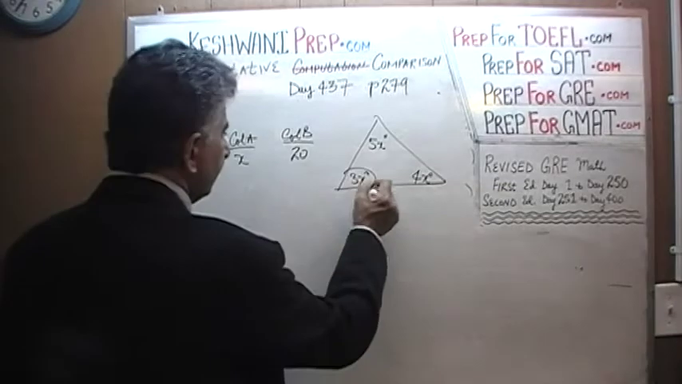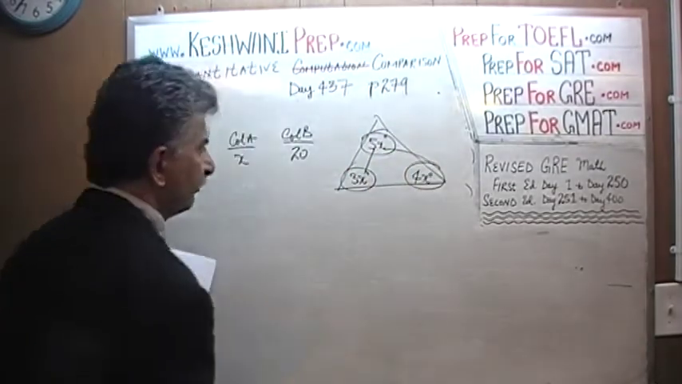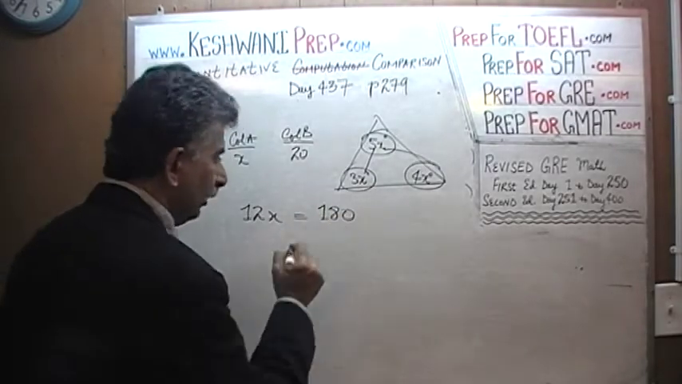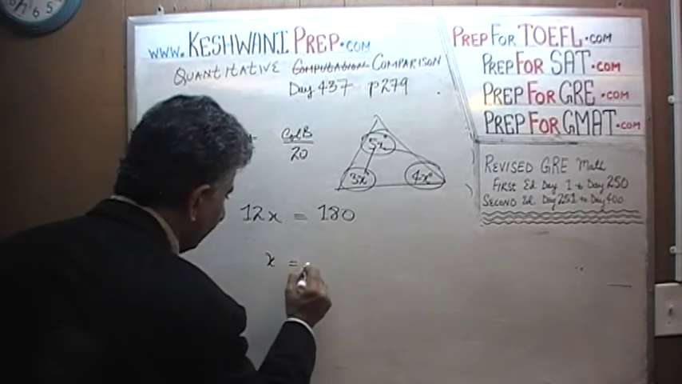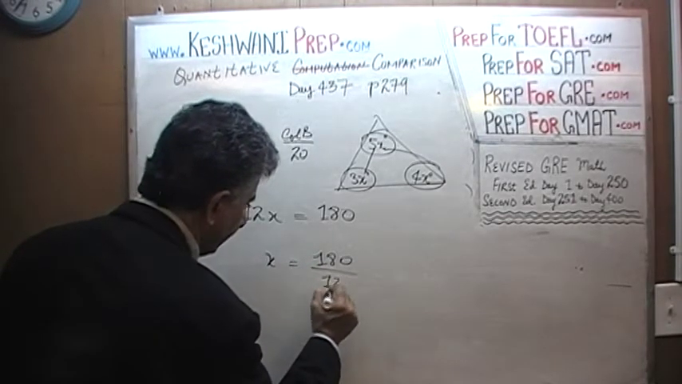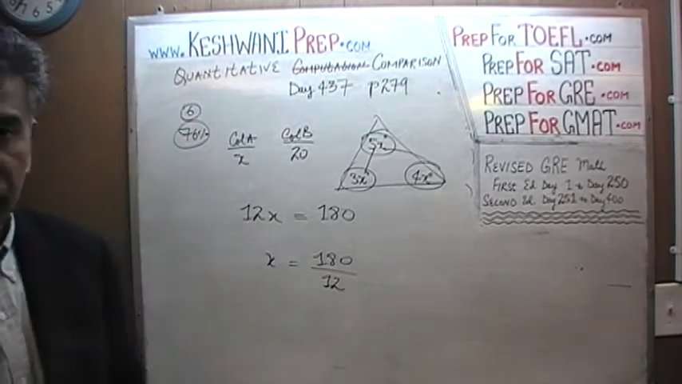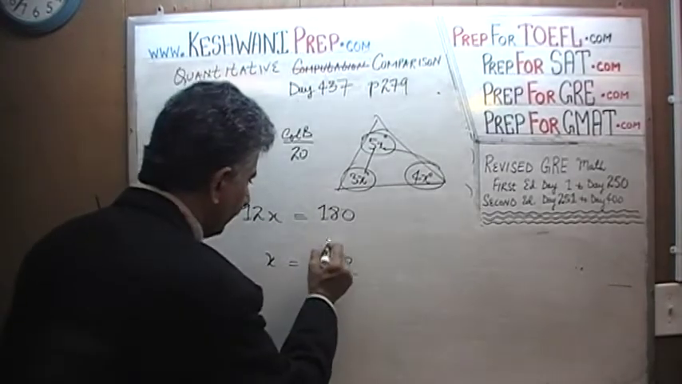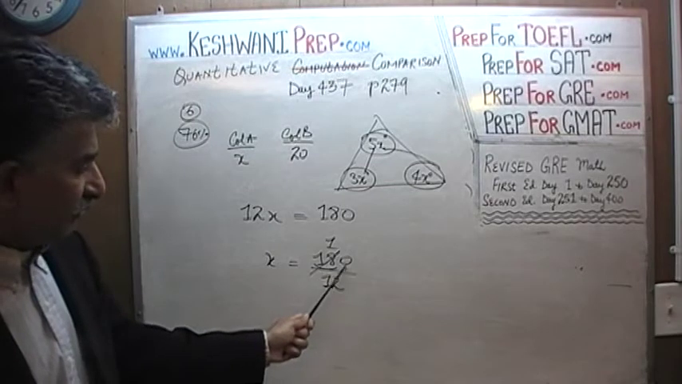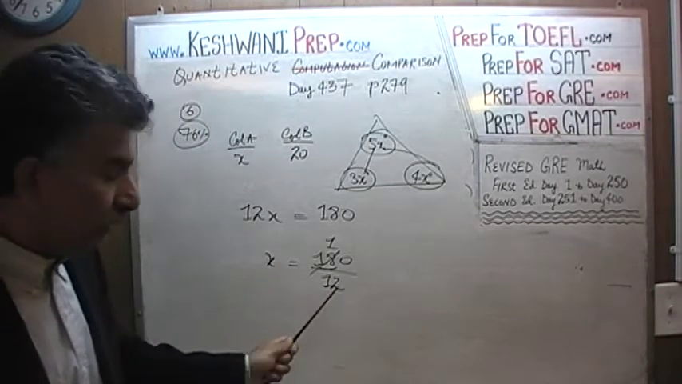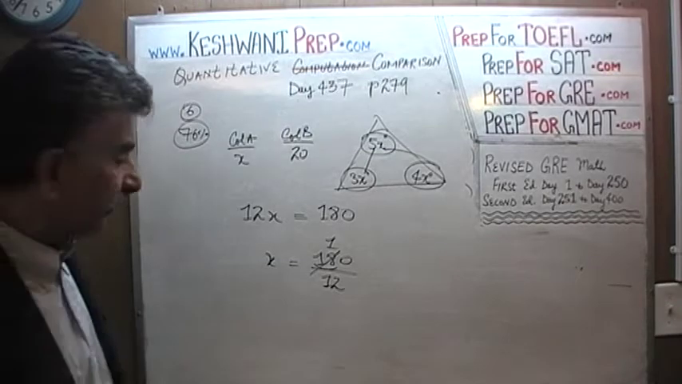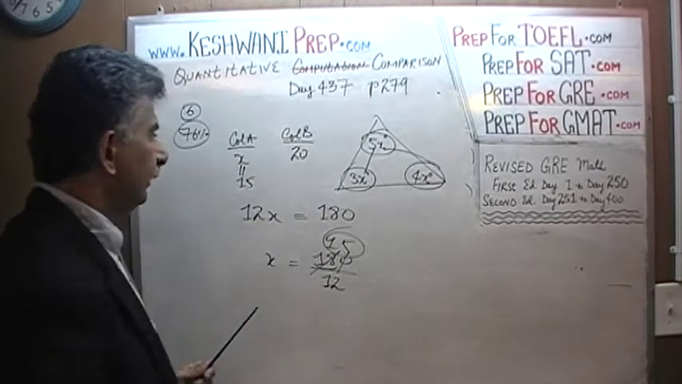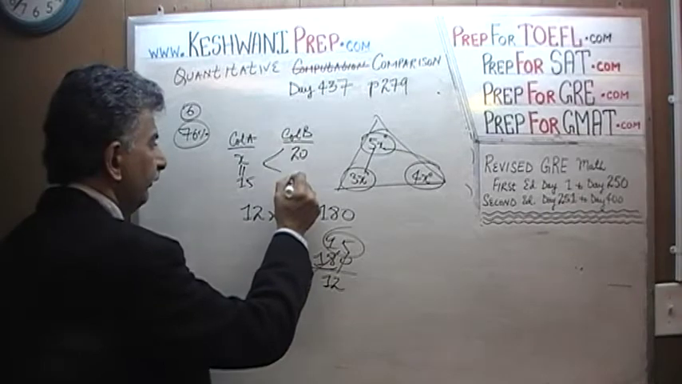Well, it's very straightforward. 3x plus 5x is 8x. 8x plus 4x is 12x. So 12x is the sum of the angles, which has to equal 180. And therefore, x is going to be 180 divided by 12. Let's find out how many 12s are in 180. 18 has how many 12s? 18 has 1 12. The remaining 6 joins the 0 and becomes 60. And 60 has how many 12s? 60 has 5 12s. 12 times 5 is 60. There you go. Which means x equals 15. And since we're comparing it with 20, the answer is D.